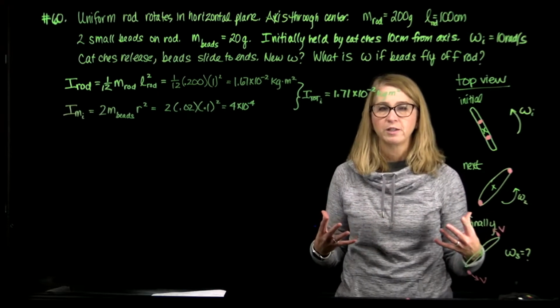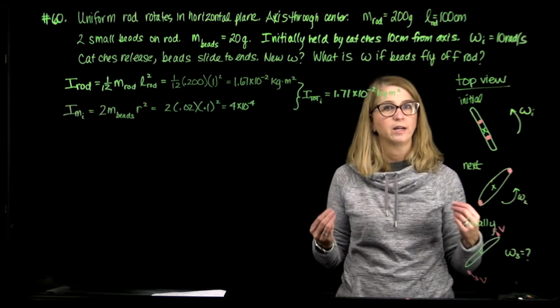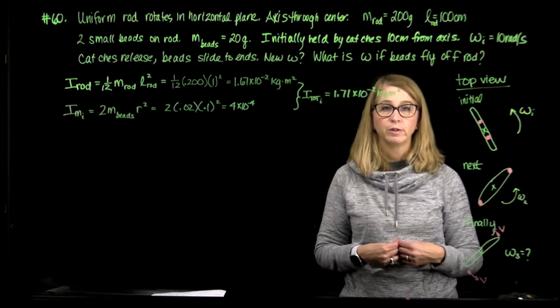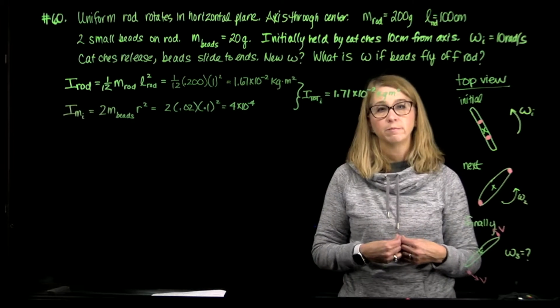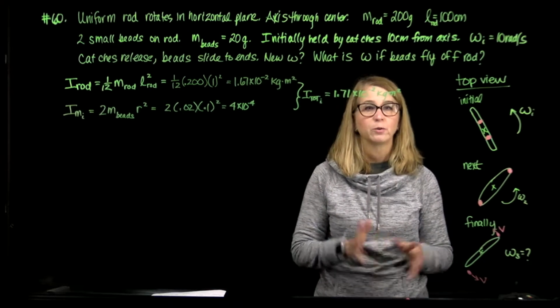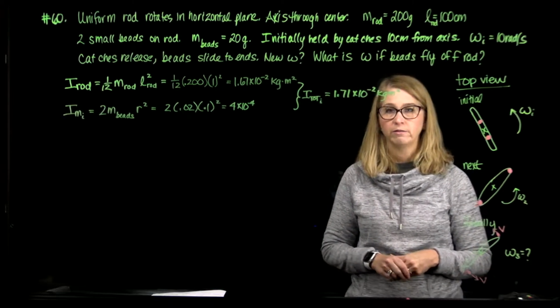So this might sound familiar. You might be thinking, oh yes, I know. A rod with an axis through its center has a moment of inertia of 1/12 its mass times its length squared. This is true. Anyway, we're given the mass of the rod and the length of it.